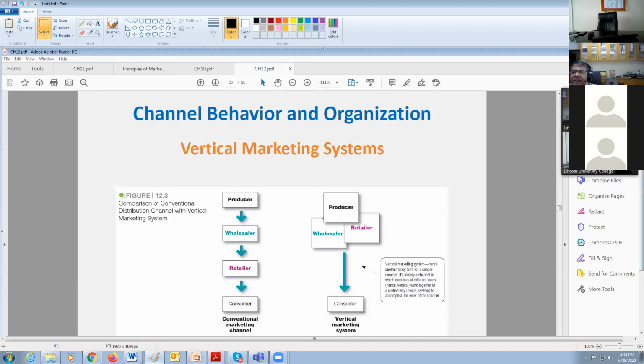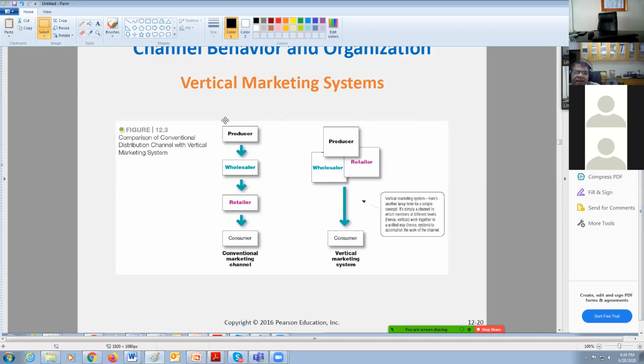Now, vertical marketing system: you have producer to wholesaler, wholesaler to retailer, retailer to consumer. This is conventional. In the vertical marketing system, what is happening? See this, producer and wholesaler are operating at the same level. And that's the vertical. So before the consumer gets it, so many people are involved.